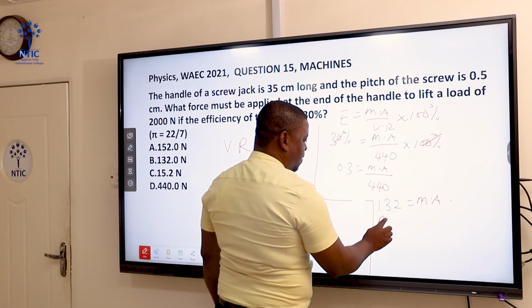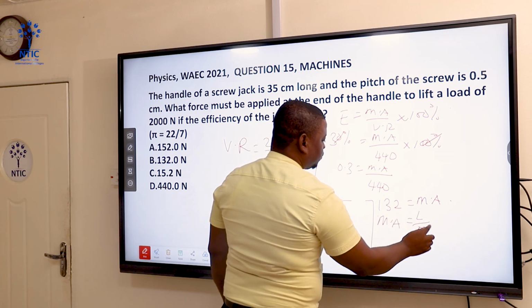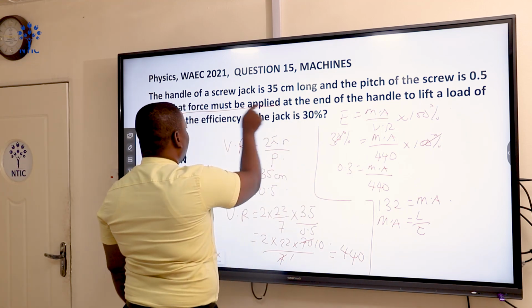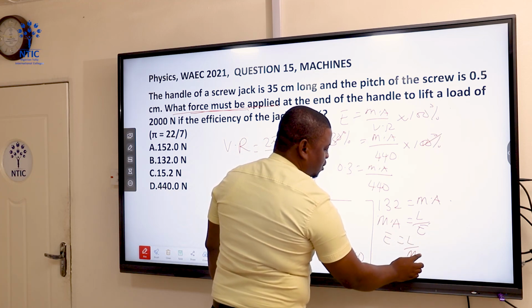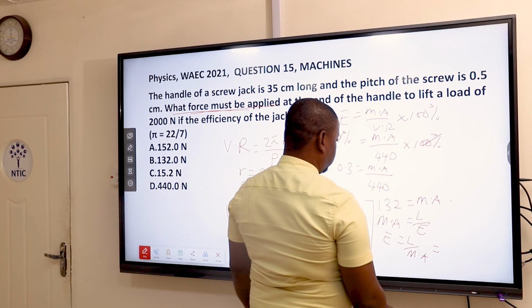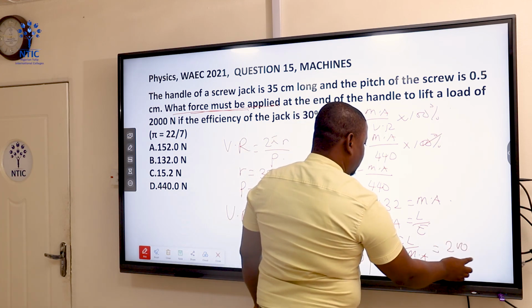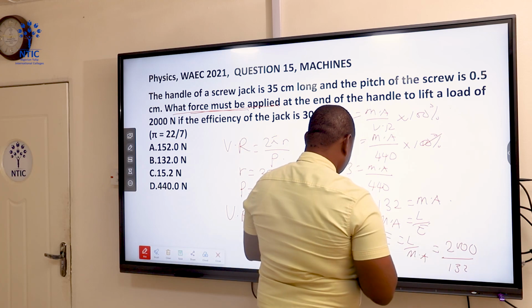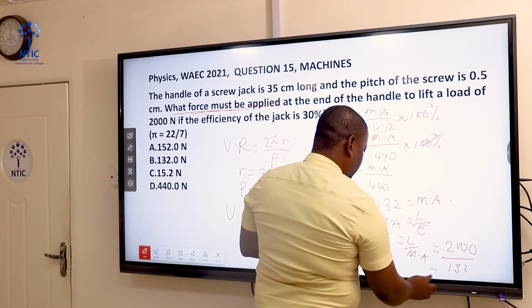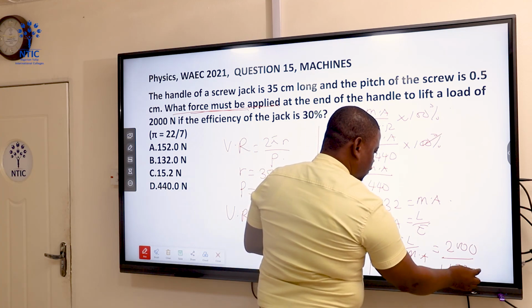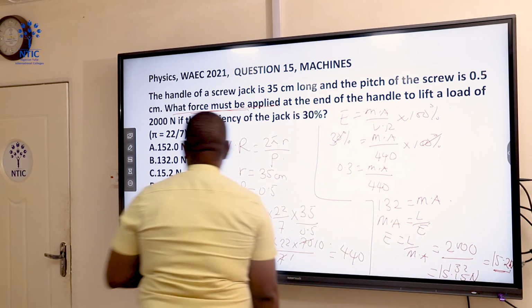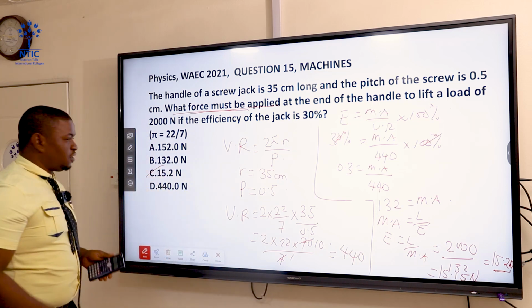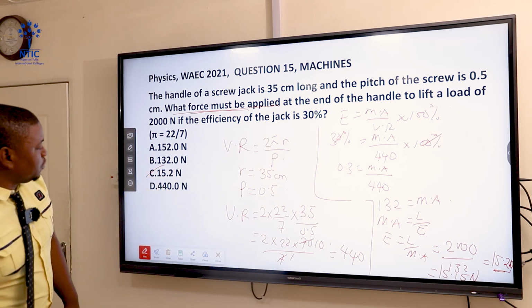I also know that my MA is load over effort, because they asked what force must be applied, which means the effort. So my effort is load over MA, which is 2,000 divided by 132. That will give me 15.15 Newton, so approximately 15.2 Newton. So my option is C, 15.2 Newton. Next.